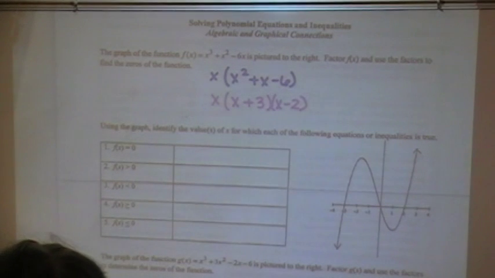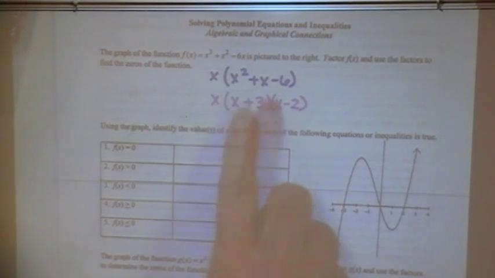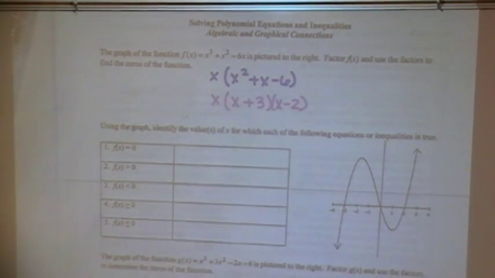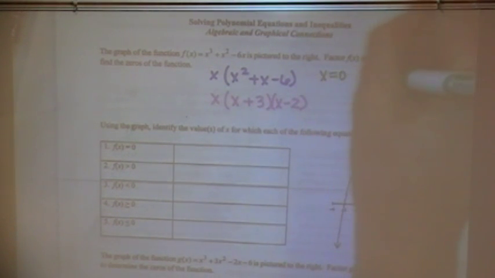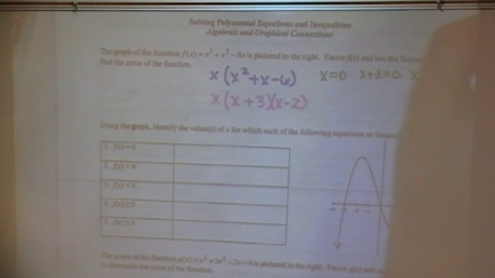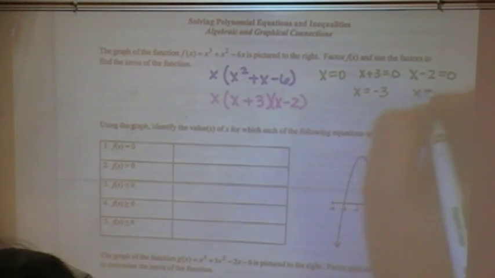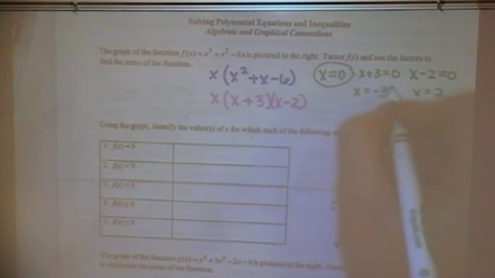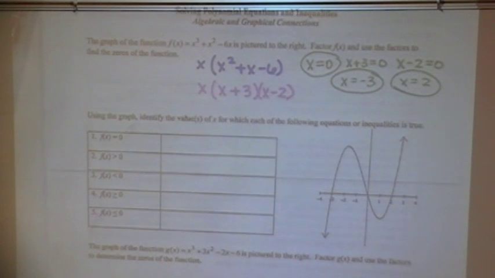Finding all of the zeros. Remember, we've now factored this into 3 separate pieces: x, the x plus 3, and the x minus 2. Each piece gets set equal to 0. So x equals 0, x plus 3 equals 0, and x minus 2 equals 0. The last two pieces have to be solved. So I have 3 zeros: 1, 2, 3.